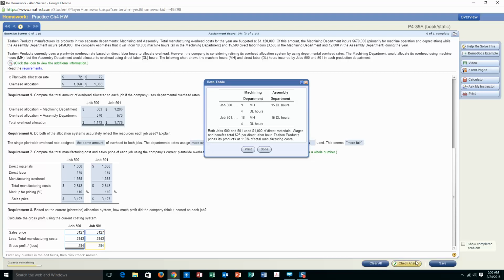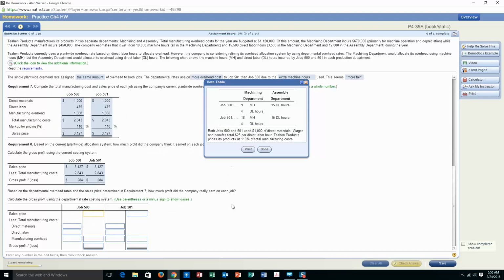And hopefully you're recognizing that since one job used up more resources, you shouldn't have the same amount of profit. You have to divide it up differently. And that's what step 8 does. It divides everything up differently. The sales price remains the same, $31.27. Direct materials stays the same. We're only changing the manufacturing overhead. Direct labor stays the same.